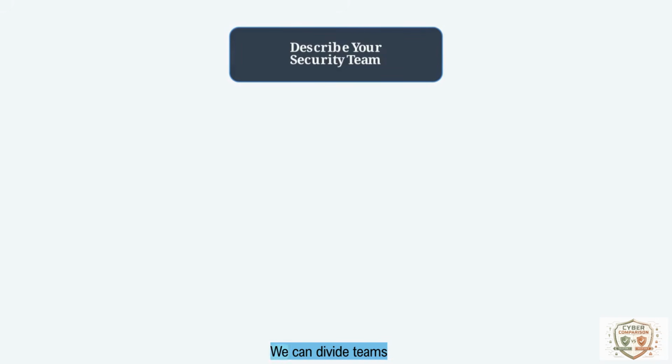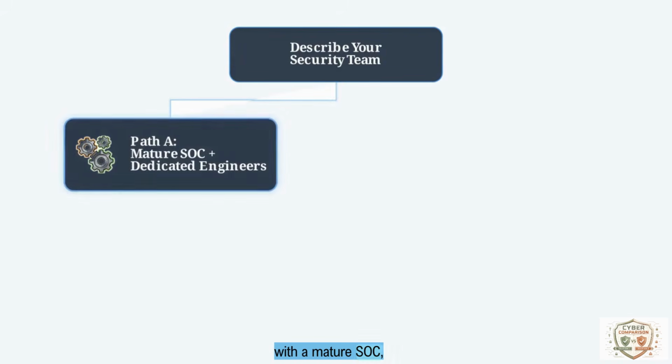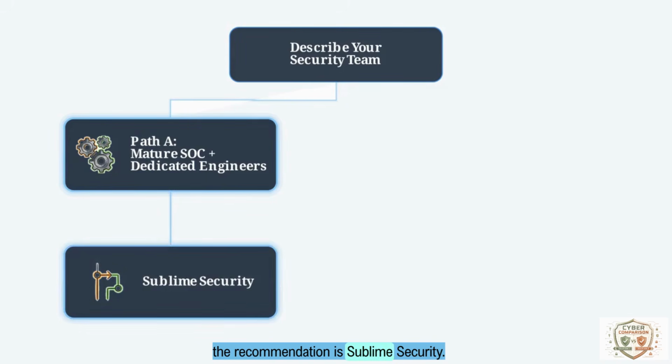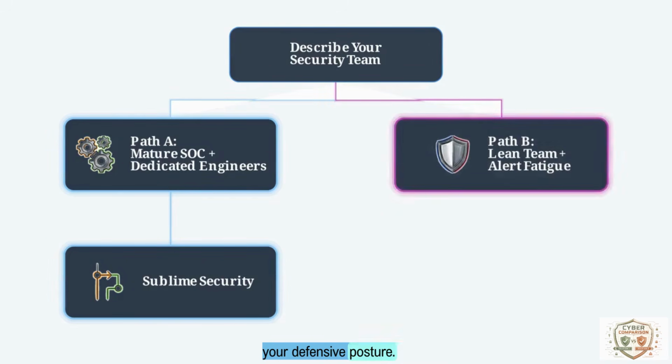This flowchart outlines the final decision path, based squarely on your existing security team profile and operational constraints. We can divide teams into two distinct profiles. First is the optimizer. This is an organization with a mature SOC, threat hunters, and a specific desire to manage their infrastructure via code. For the optimizer, the recommendation is Sublime Security. It offers Git-managed detection engineering and absolute transparent control over your defensive posture.